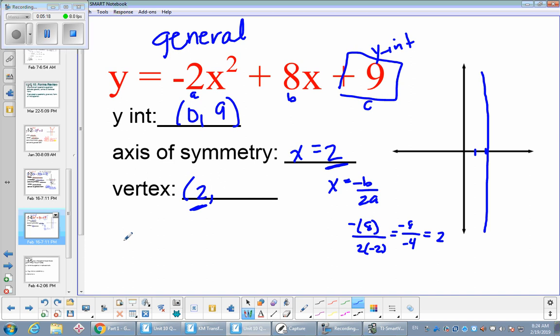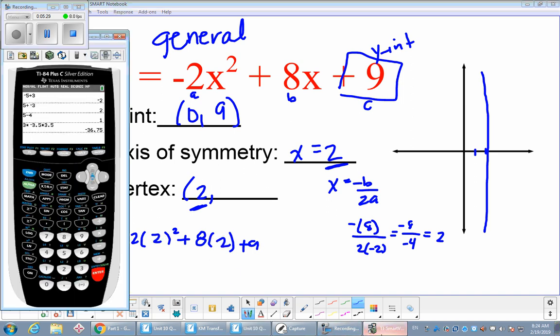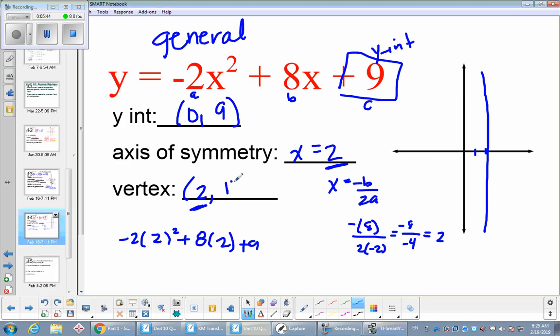And when I know x, I can always go to my equation and plug it in. So I'm going to go to my equation and plug 2 in for the x's. And again, if you want to type it straight into your calculator, you can. So it's negative 2 parenthesis 2 squared plus 8 parenthesis 2 plus 9. And I get 17 for my vertex. So (2, 17). So we'll just put it right up here, (2, 17).